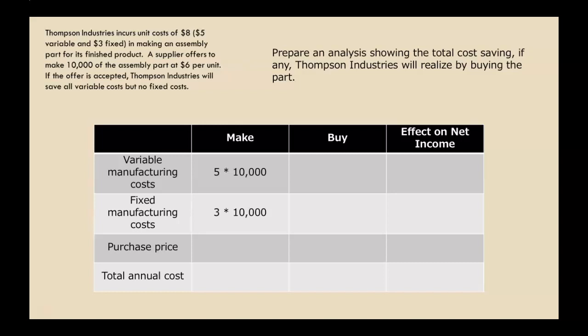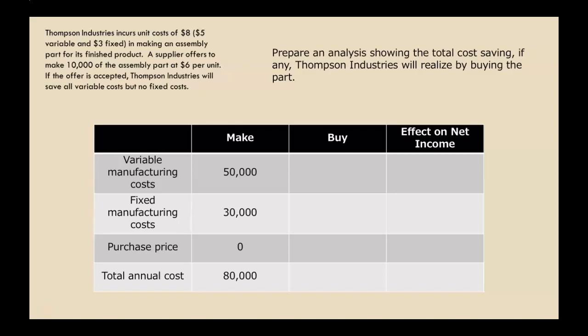We're told that it's $5 for variable, $3 for fixed per unit. And we're talking about this offer of 10,000 units. So we multiply those by 10,000 and we find our variable and fixed costs under the make column. Now, if we were to make this part, we're not buying it. So that means that we don't have a purchase price, right? So our total annual cost will just be this 80,000.